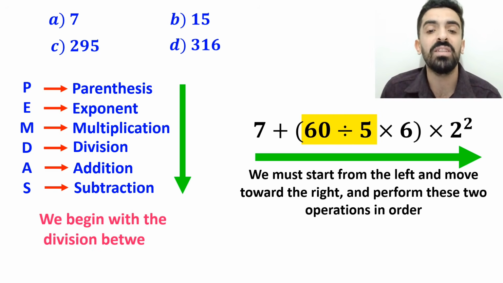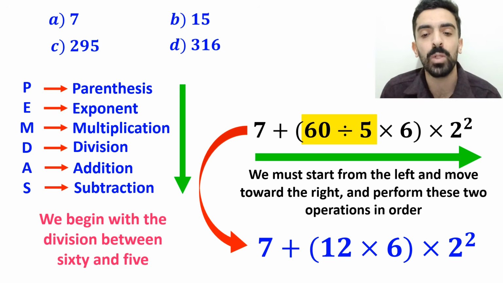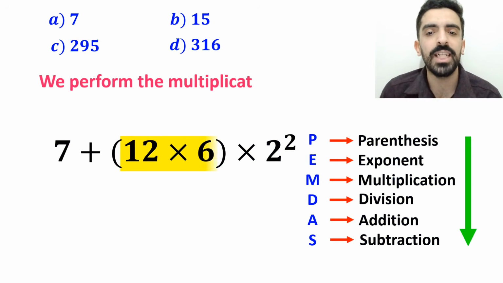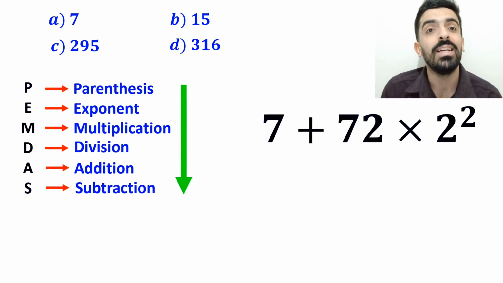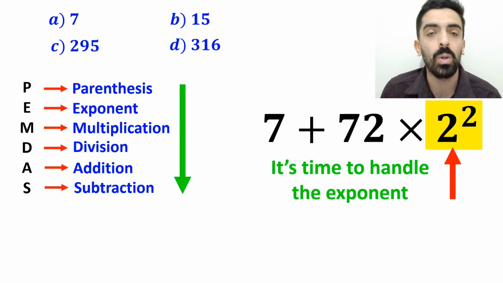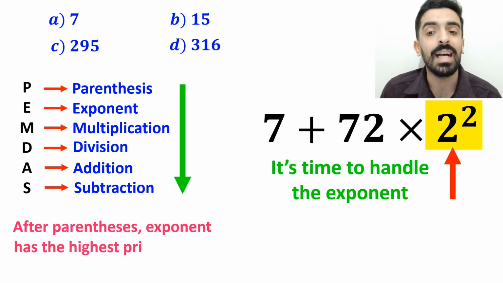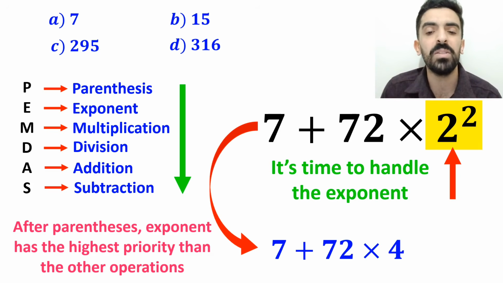So, we begin with the division between 60 and 5, and this equation simplifies to 7 plus 12 multiplied by 6, inside the parentheses, then multiplied by 2 squared. And the next step, we perform the multiplication between 12 and 6 and write this equation as 7 plus 72 multiplied by 2 squared. And the following step, it's time to handle the exponent because according to the PEMDAS rule, after parentheses, exponent has the highest priority over the other operations. So, this equation becomes 7 plus 72 multiplied by 4.